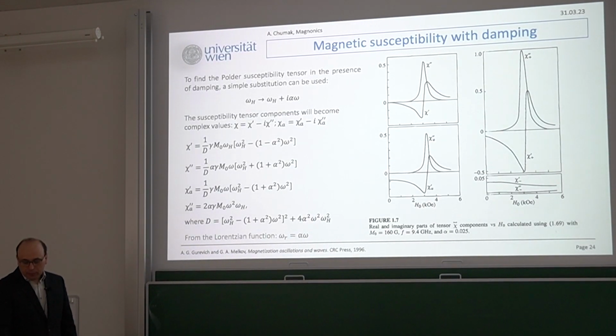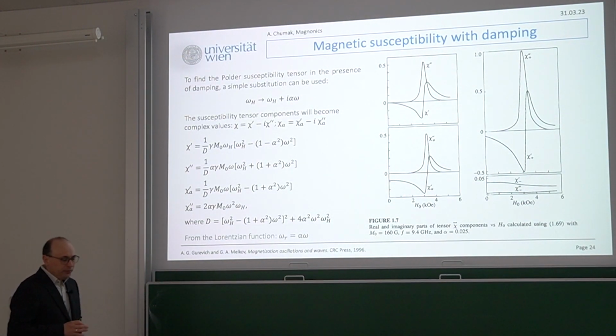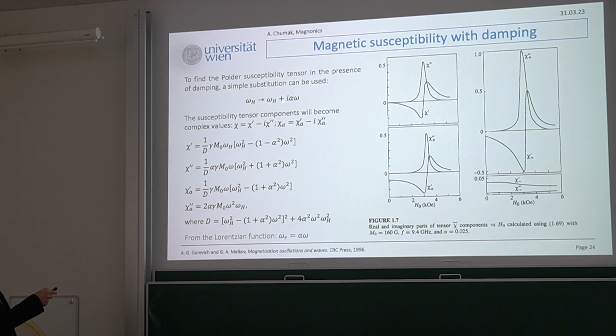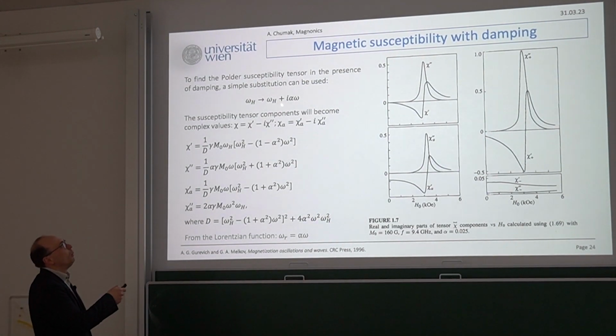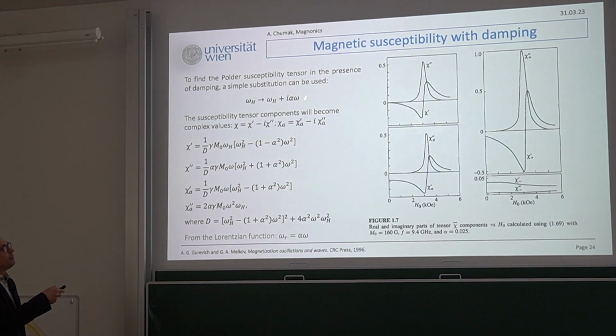Good. Coming back to the Polder susceptibility tensor. We have already solved the Landau-Lifshitz equation without taking into account any damping. Now we want to take damping into account, and the easiest way to do it, knowing what we just discussed, is to take the resonance frequency in your Polder tensor, omega_H, and replace it with omega_H plus i alpha omega. So you can simply add this damping term artificially.